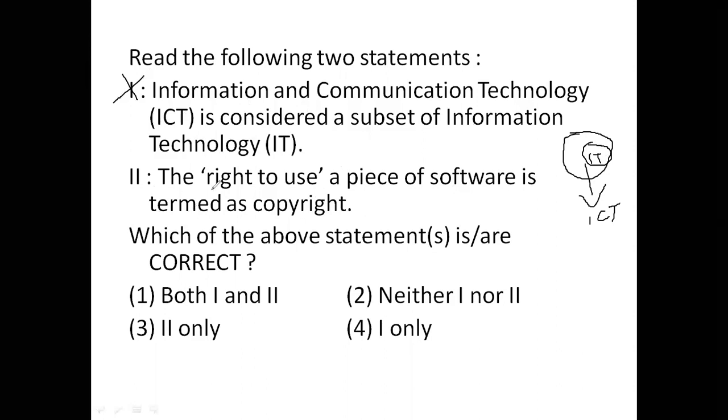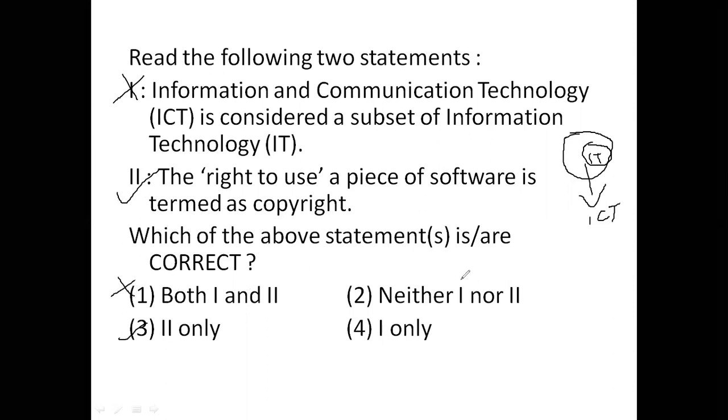Let's move on to statement 2. The right to use a piece of software is termed as copyright. There will be confusion between patent and copyright. Remember, copyright is considered as some innovations which are carried out on software. If there is a piece of software which you have generated, and you have some right to use it, those things are termed as copyright. So statement 2 is right. So the third option will be the right one.